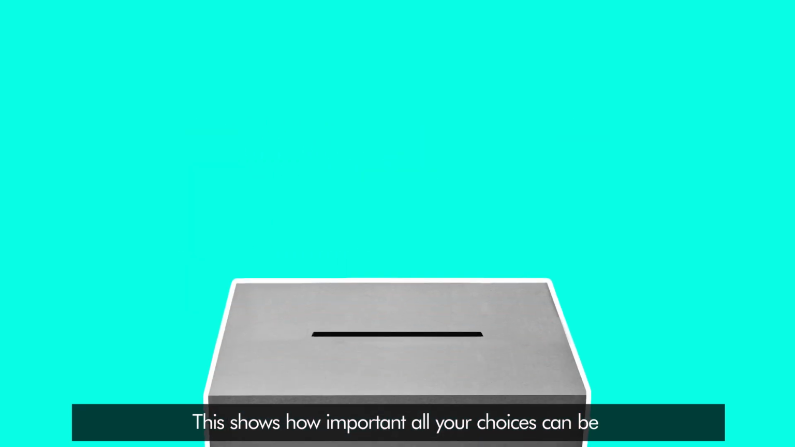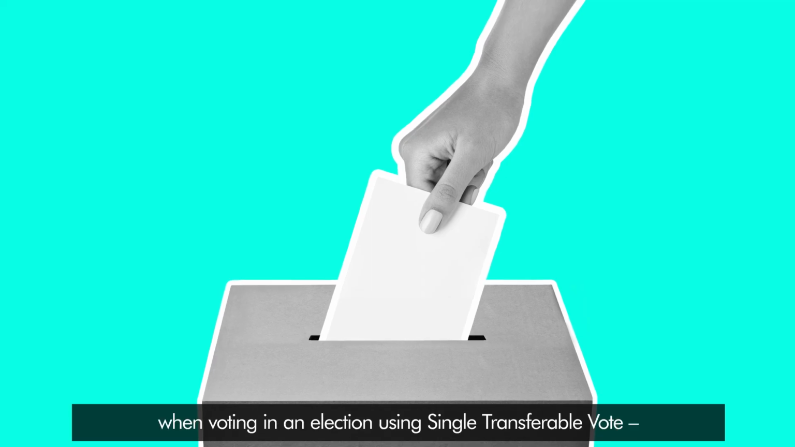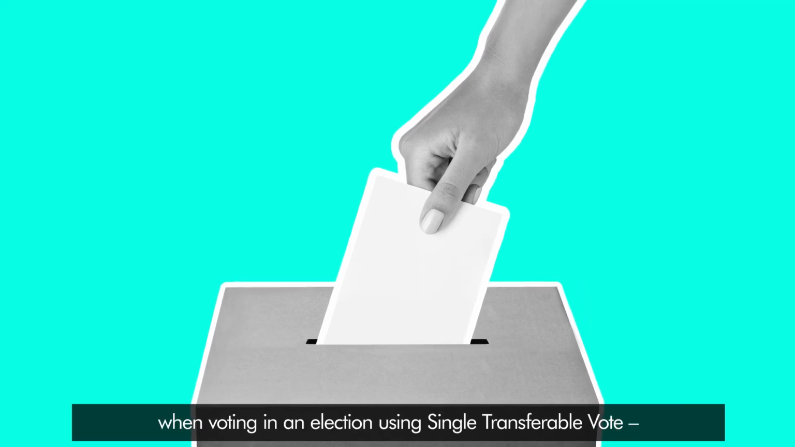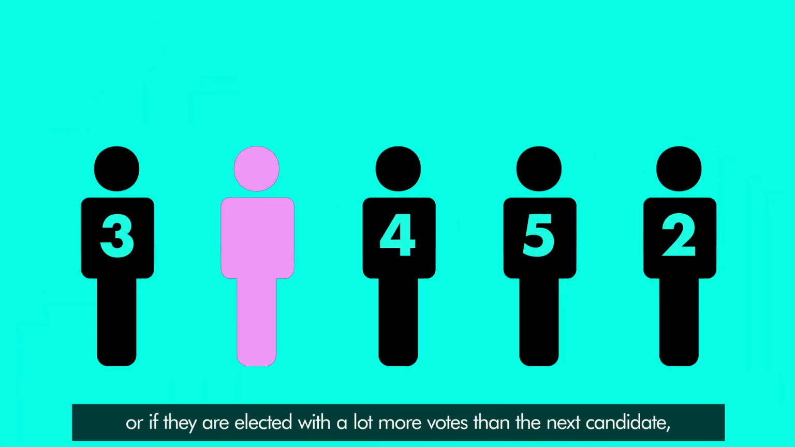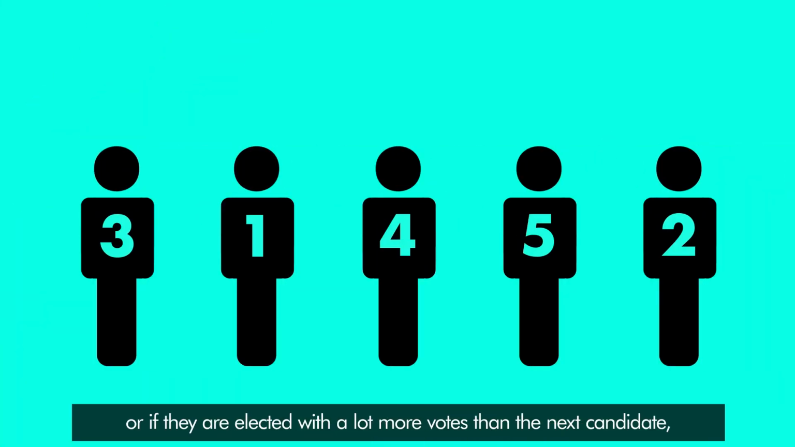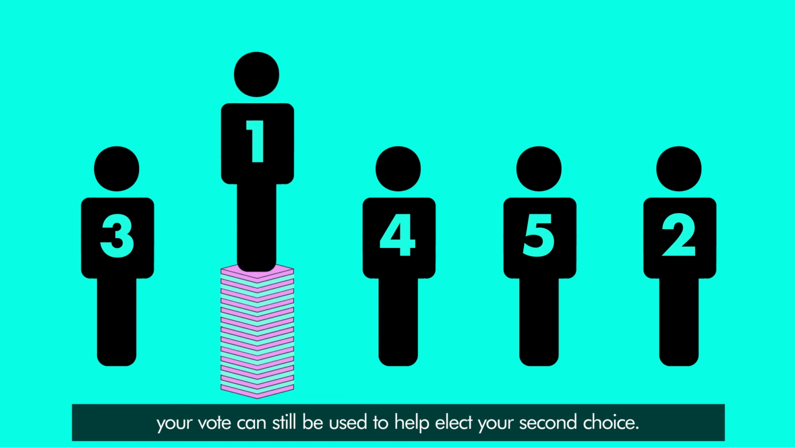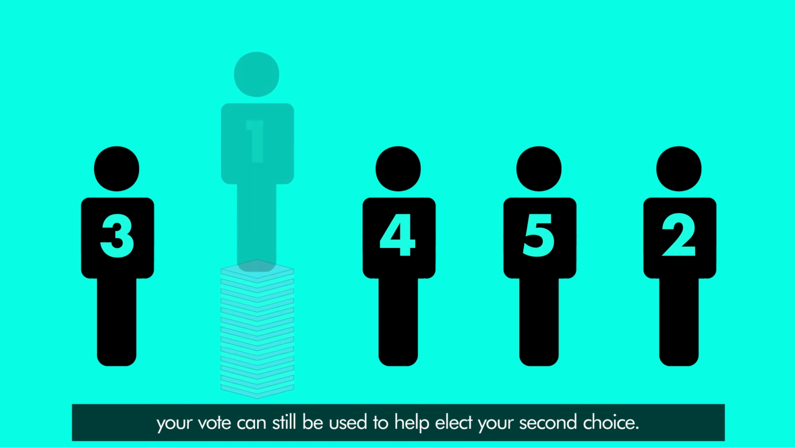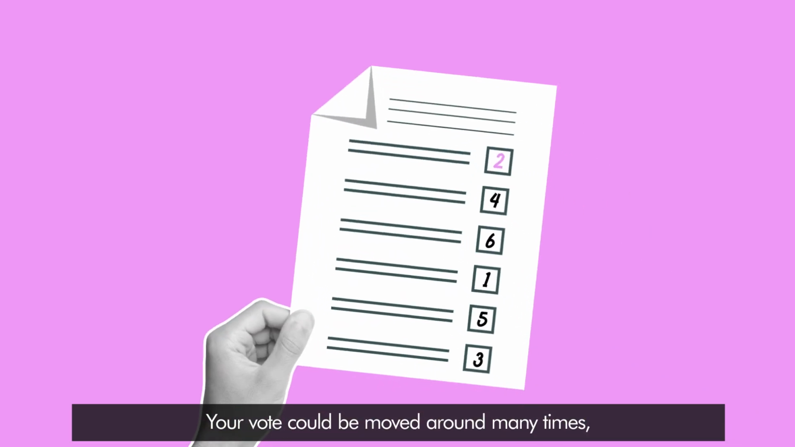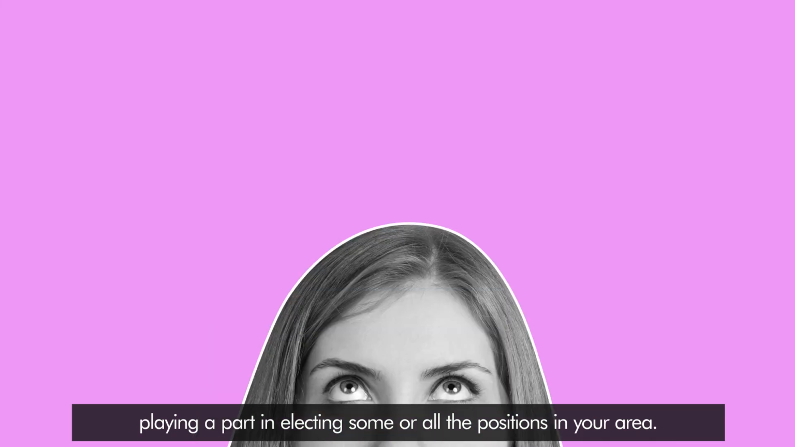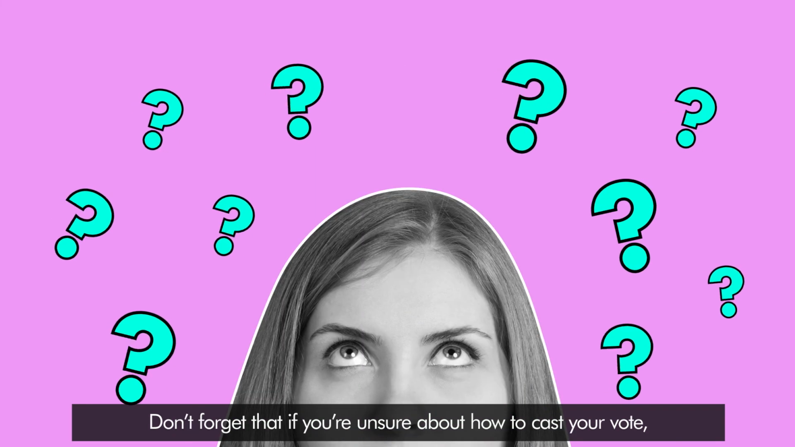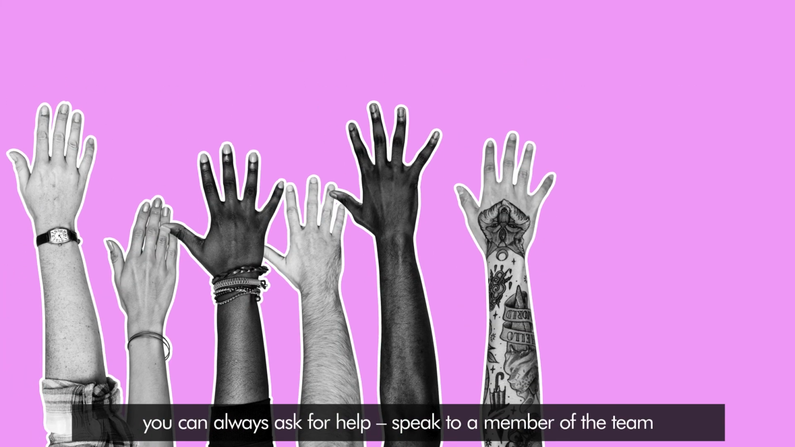This shows how important all your choices can be when voting in an election using single transferable vote. If your first choice candidate doesn't get elected, or if they are elected with a lot more votes than the next candidate, your vote can still be used to help elect your second choice. Your vote could be moved around many times, playing a part in electing some or all the positions in your area. Don't forget that if you're unsure about how to cast your vote, you can always ask for help.